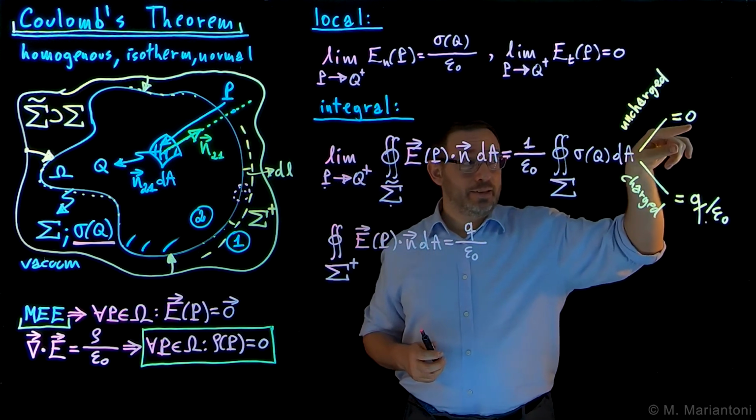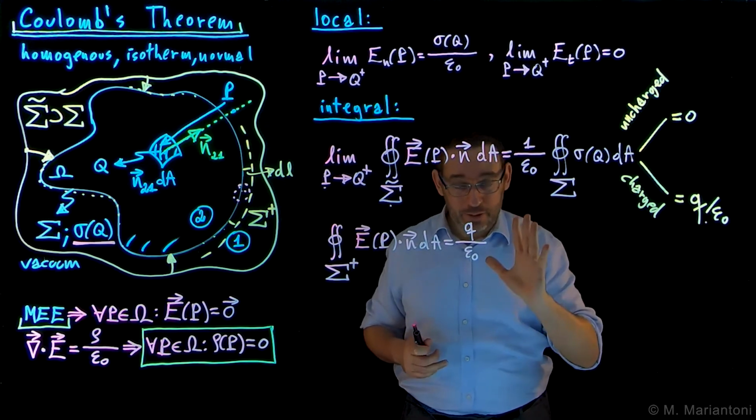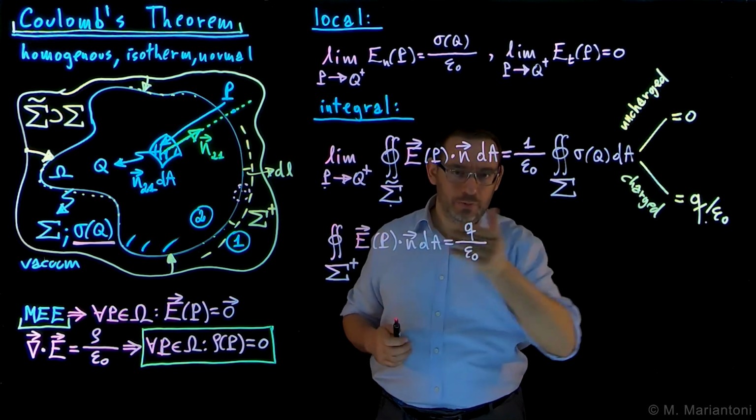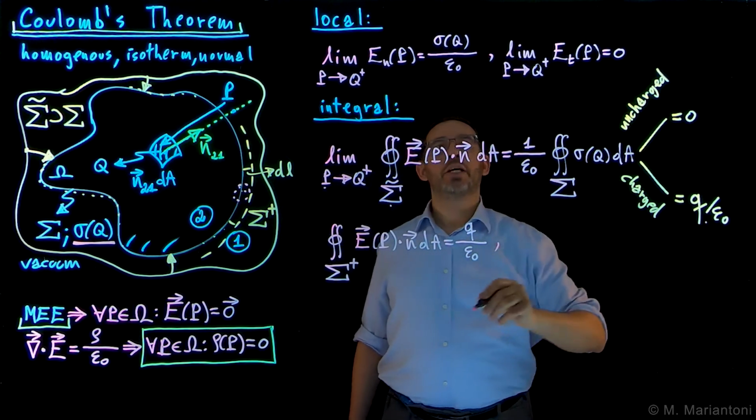Even in the case that this result of the integral is 0, sigma is not 0 locally. It can be different than 0. It's just that the integral could be 0 if the object was uncharged. The second law, we can write it here.